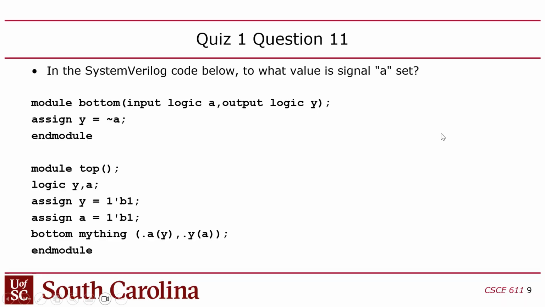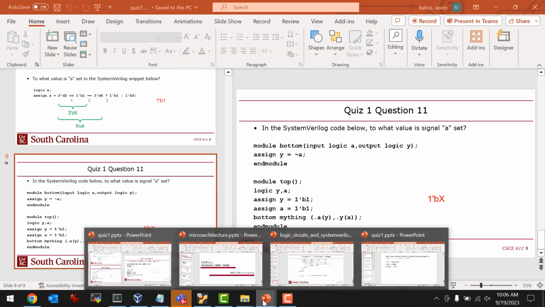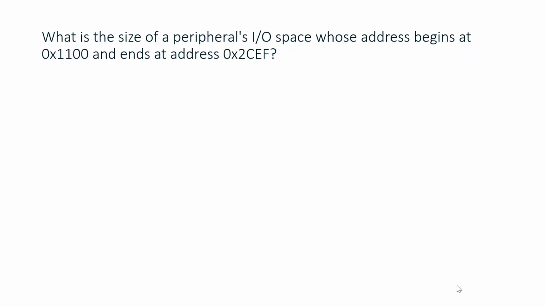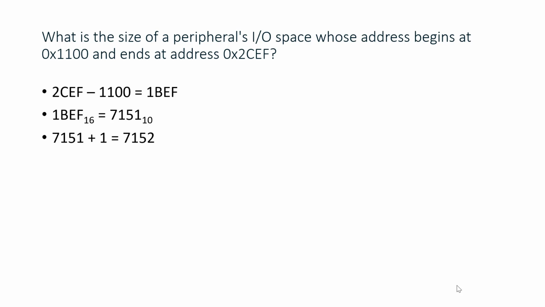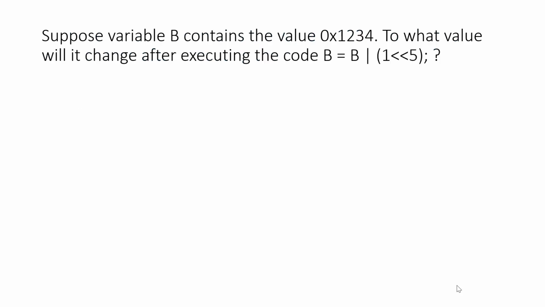Sorry, wrong one. Quiz, there we go. Okay, so the first quiz covered programmed I/O. There's a question on here about the size of a peripheral's I/O space, whose address begins at 1100 in hex and ends at 2CEF. So you just subtract and add 1 and convert to base 10, 7,152 bytes, right?